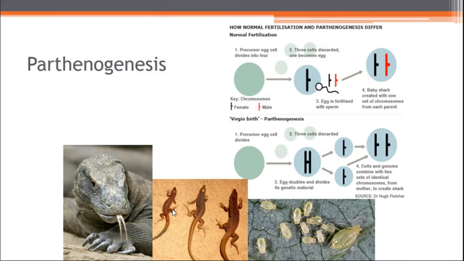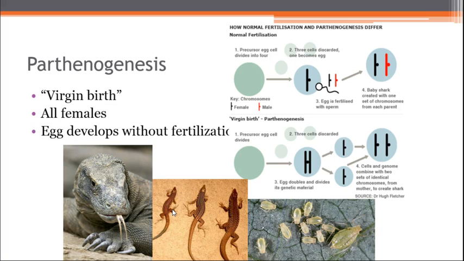Now, another form of asexual reproduction that you may be less familiar with is parthenogenesis. And this is where you actually have organisms who lay eggs, right? And they hatch, and that's all very exciting. You can think of it as kind of like a virgin birth, right? They're all females. The eggs develop without fertilization, okay? Because the eggs are clones of the mother, all right? And so you have the same idea.